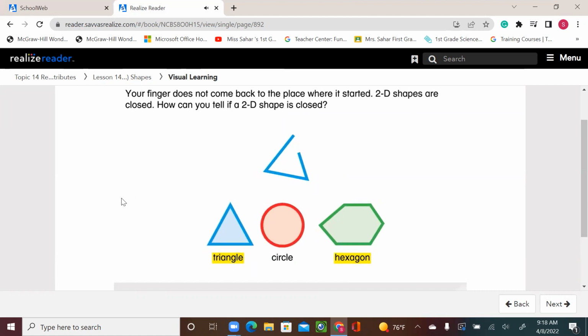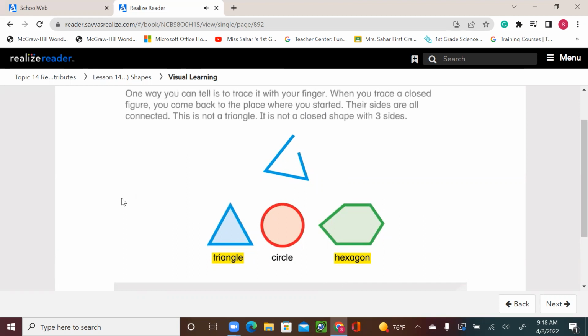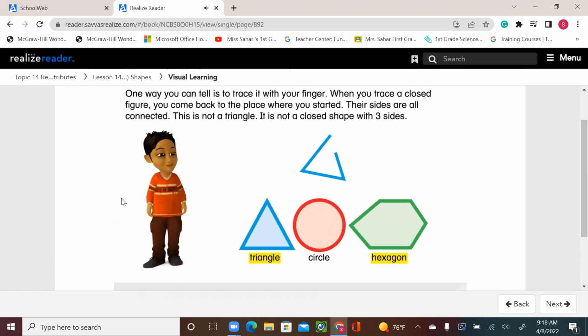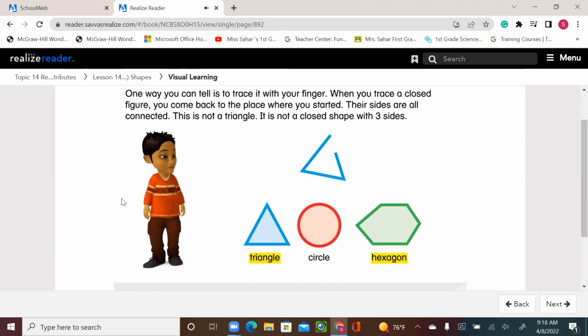2D shapes are closed. How can you tell if a 2D shape is closed? One way you can tell is to trace it with your finger. When you trace a closed figure, you come back to the place where you started. Their sides are all connected. This is not a triangle. It is not a closed shape with 3 sides. Now you know how to define 2D shapes by how they look.